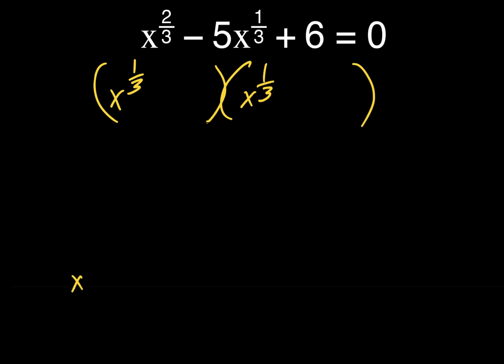Because, I'll do it down here, x to the 1/3 times x to the 1/3. When you have same bases and multiply, you add. So that's x to the 1/3 plus 1/3, which is x to the 2/3.